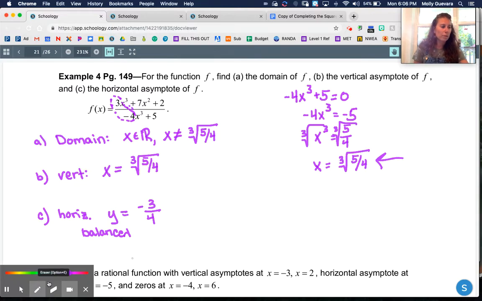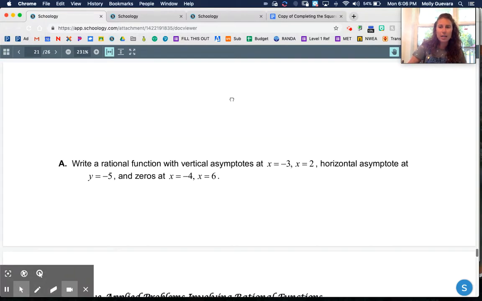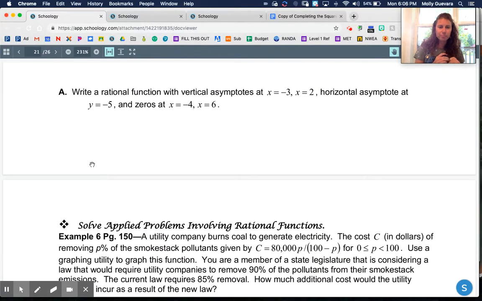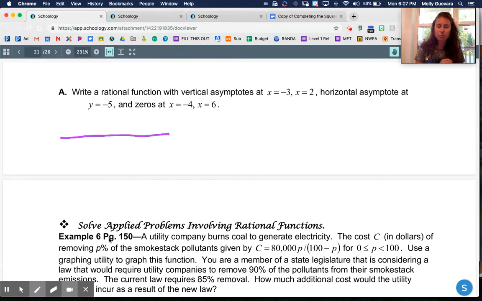Let's look at one more example before we do our 2 word problems. And this one's kind of going the opposite way. So it tells me, write a rational function with vertical asymptotes at -3 and 2, a horizontal asymptote at -5, and zeros at -4 and 6. So 1, I know it's going to be a fraction, so I'm just going to go ahead and draw my blank fraction.